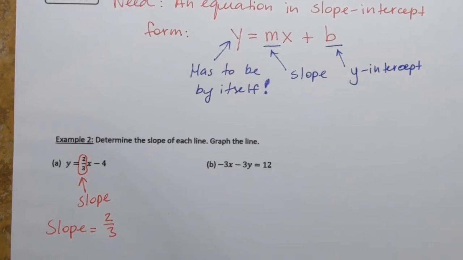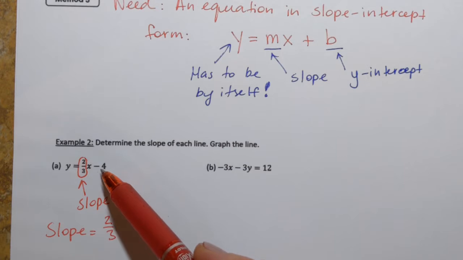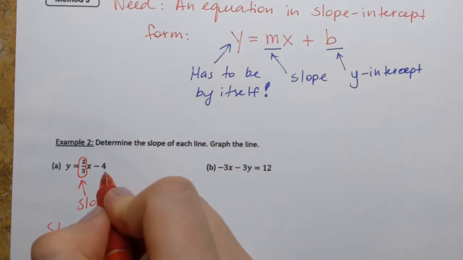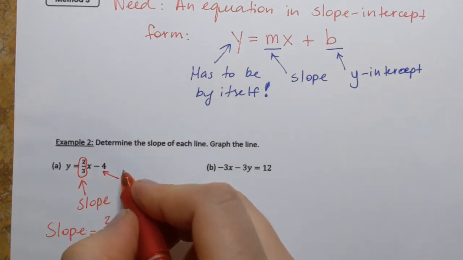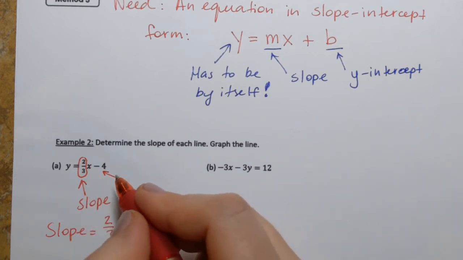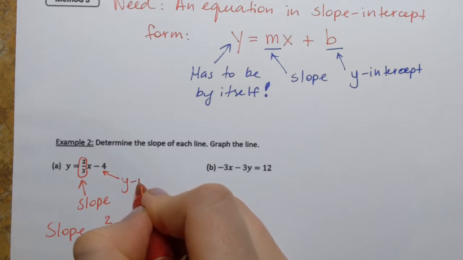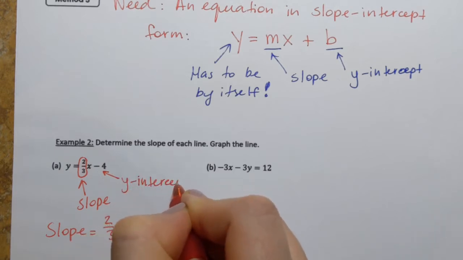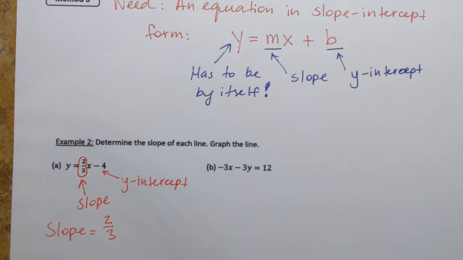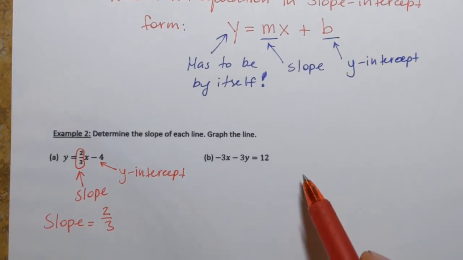Easy like that. And of course, we already said that we get one more special number for free, and that is the y-intercept. So this equation tells us that the graph of this equation will cross the y-axis at -4, the y-intercept. Okay, so that was pretty easy, right? Let's try it with the second equation.